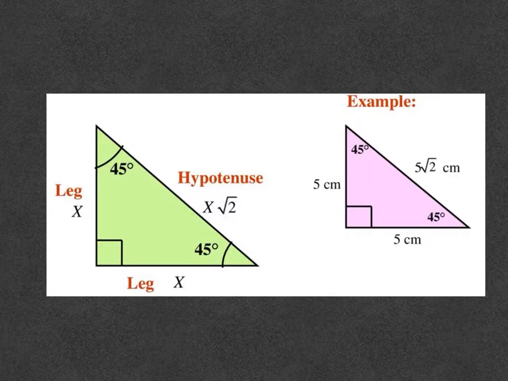In a 45, 45, 90 special right triangle, we know that two angles are 45 degrees. That means the sides opposite those angles are congruent because it's an isosceles triangle. Therefore, the legs will always be the same length. The hypotenuse is longer, so it's root 2 times as long as the leg.